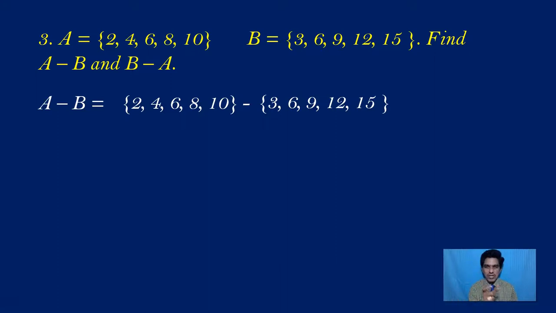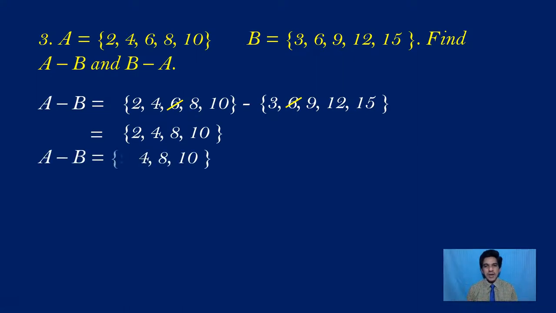We have to write only those elements which are in the first set and not in the second set. In other words, you have to cancel the common elements. So 6 is common in the first set and the second set. Now you have to write the elements which are left in the first set only. We have to write whatever remains in the first set. So you have to write set of 2, 4, 8 and 10. This is A minus B.